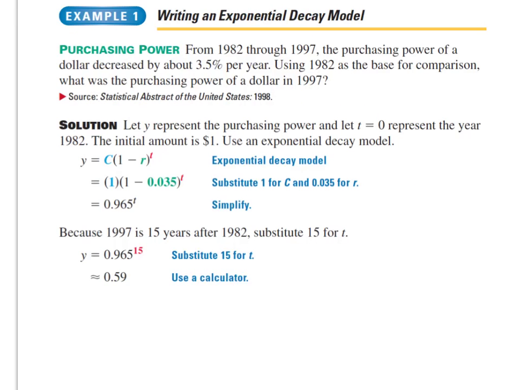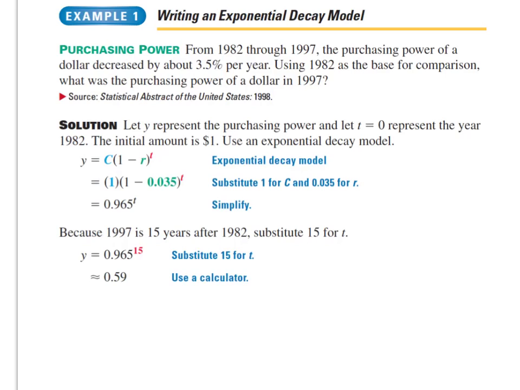Here's an exponential decay problem. From 1982 through 97, the purchasing power of $1 decreased by about 3.5% per year. Using 1982 as the base for comparison, what was the purchasing power of $1 in 1997?